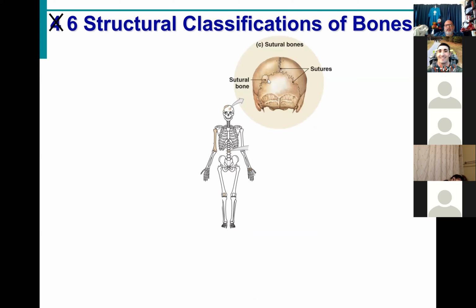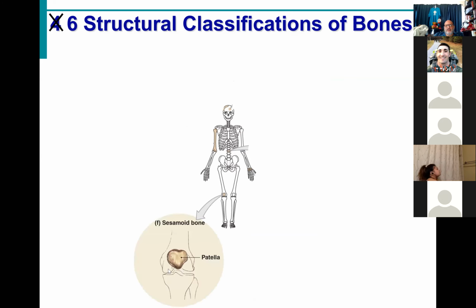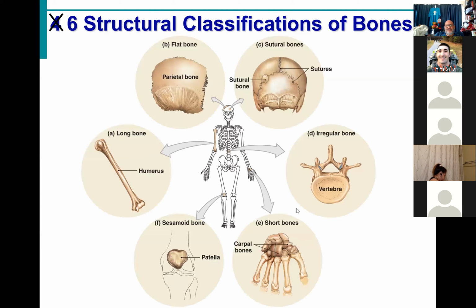Notice again, between the two bones of the skull, this one's a relatively large sutural bone. Here's a little smaller one over there. And then there's that largest of the sesamoid bones, our patella. All right, so six major structural classifications.